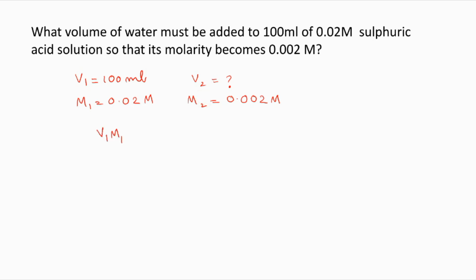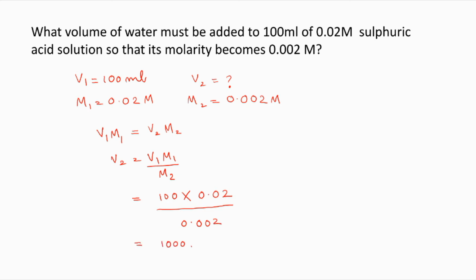For a dilution problem, what is the formula we use? V1M1 will be equal to V2M2. From that, V2 will be equal to V1 into M1 divided by M2. So substitute the values. V1 is equal to 100, into molarity 0.02, divided by the value of M2, that is 0.002 molar. If you calculate this, you will get the answer as 1000 ml. V2 will be equal to 1000 ml.